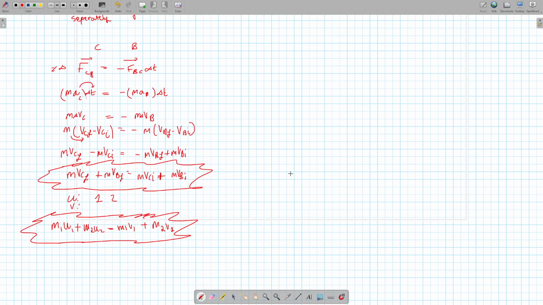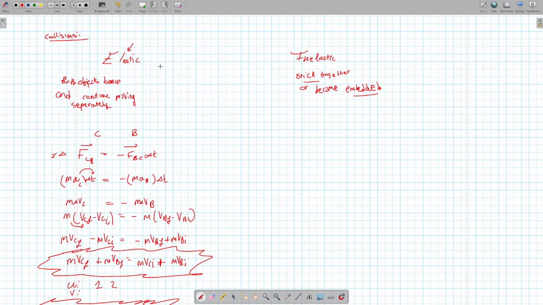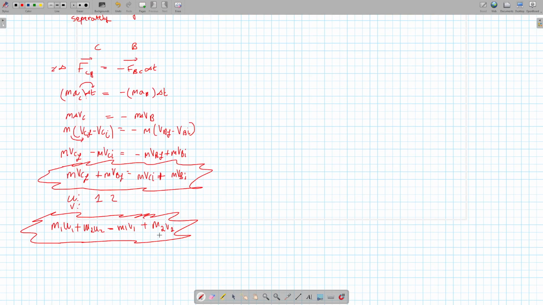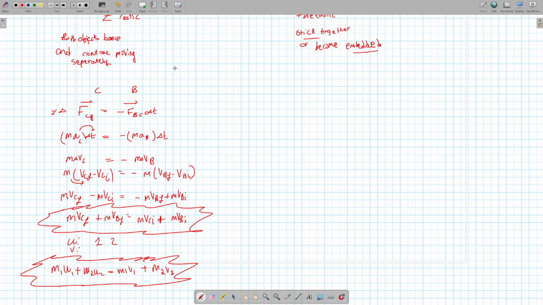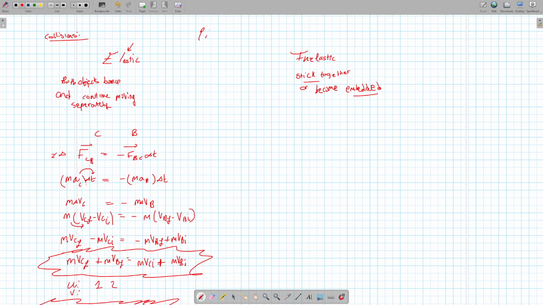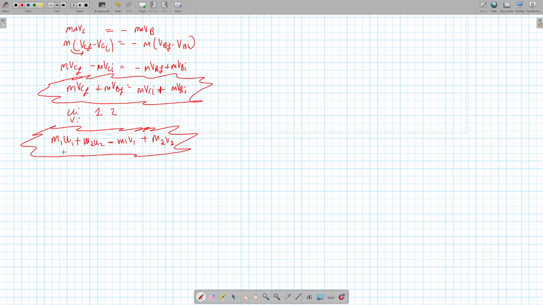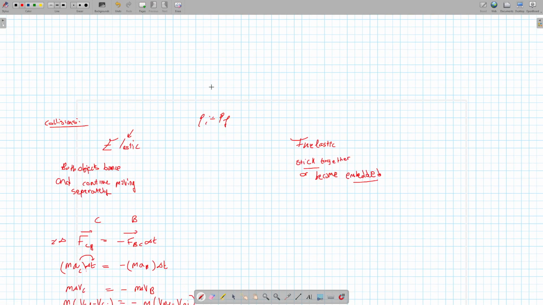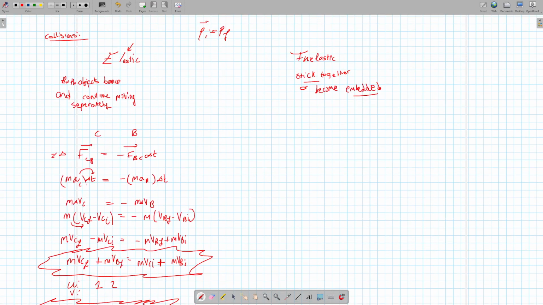I don't want you to memorize too much. That is the collisions. There's not much you need to know other than that. For both elastic and inelastic, momentum is conserved, because P initial is equal to P final, as you can see by the m v. What's mv? mv is momentum.